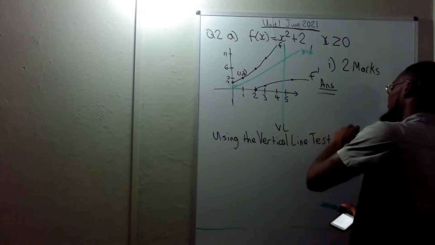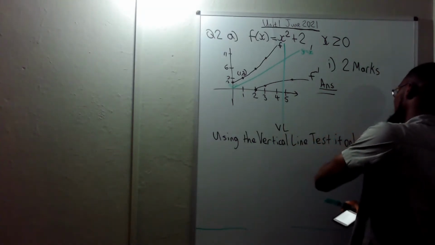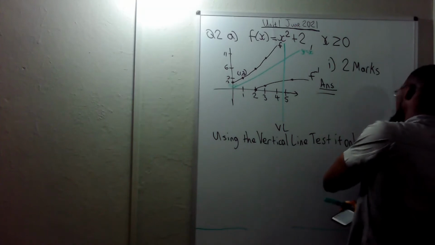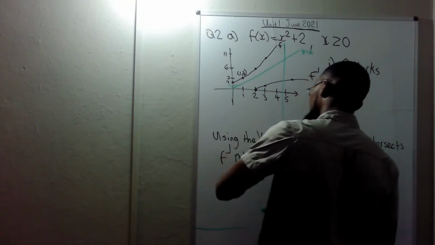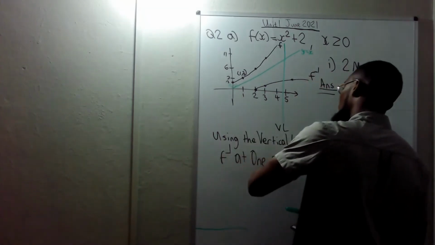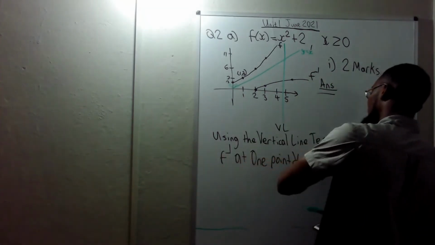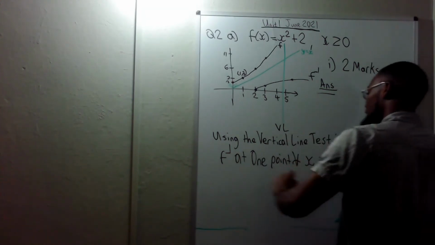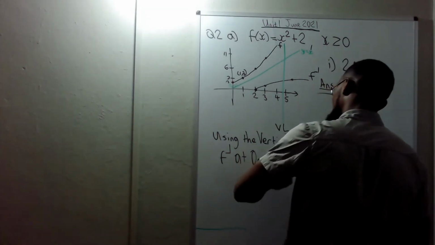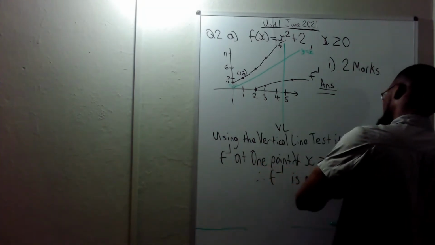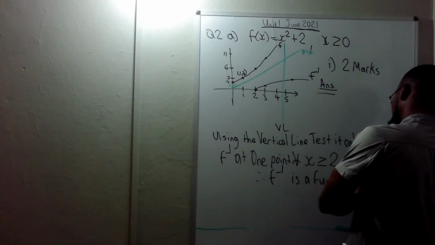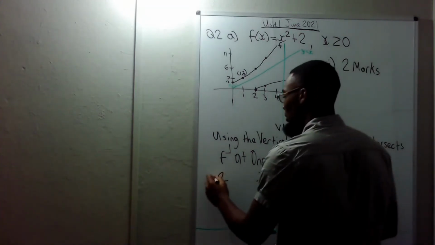it only intersects f inverse at one point for all x greater than or equal to 2. And so therefore, f inverse is a function. That's it. That's 2 more marks.